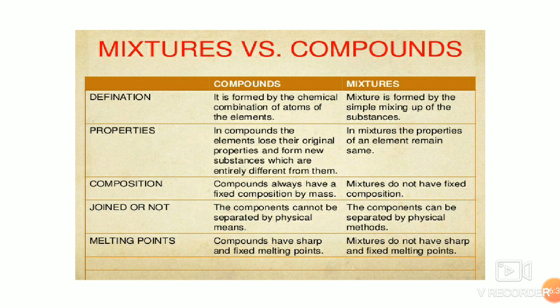Compounds cannot be separated by physical means because they are chemically combined together. Mixtures can be separated, as we have taken the example of salad. Do you remember the salad example? You can separate the constituents by physical method, by your hands. Melting points: compounds have sharp melting points. Water, melting point of ice is 0 degrees Celsius, boiling point of water 100 degrees Celsius. Mixtures do not have sharp melting and boiling points. Why? Because they are physically mixed together, right?